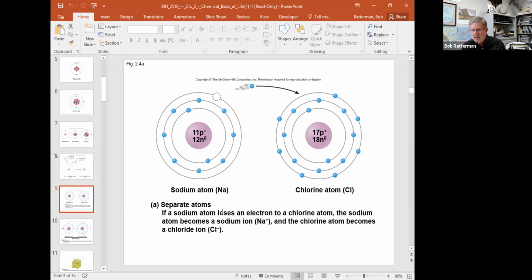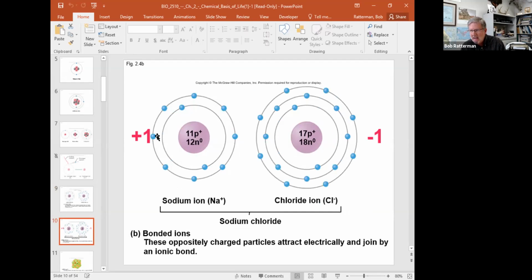How many electrons? 11. In the second shell? Wait, none. It's 8 in the second shell. I keep getting confused with the rings. This is the first, this is the second, and then the third. If it gets rid of its outermost valence electron in the third shell, it drops down to the second, which is full. What does that mean? That means this is a stable situation. So sodium's happy now that it's got a full, stable outermost shell with the 8.